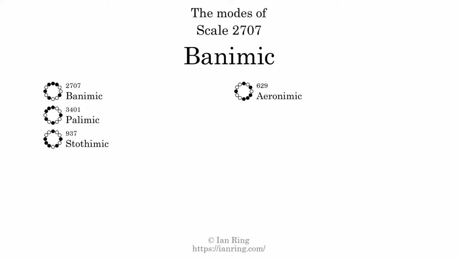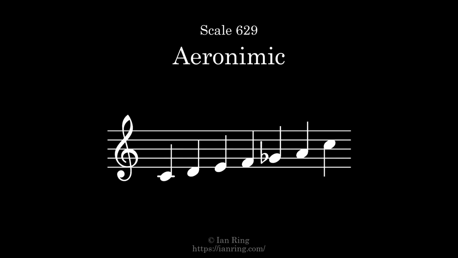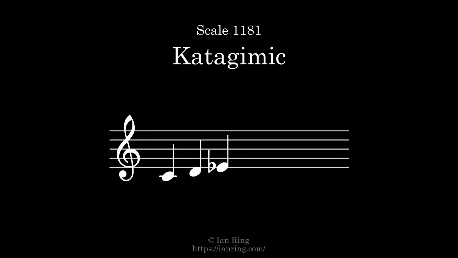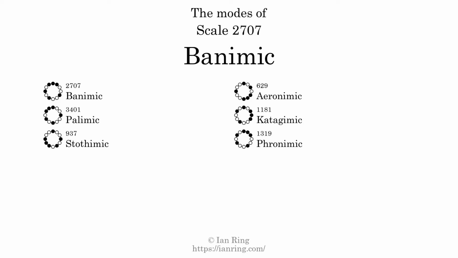The fourth mode is scale 629, also known as aeronymic. It sounds like this. The fifth mode is scale 1181, also known as catagimic. It sounds like this. The sixth and last mode is scale 1319, also known as phronymic. It sounds like this.